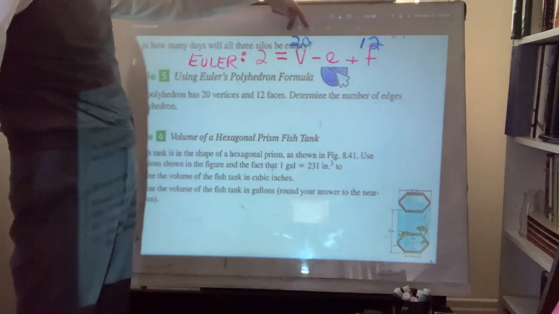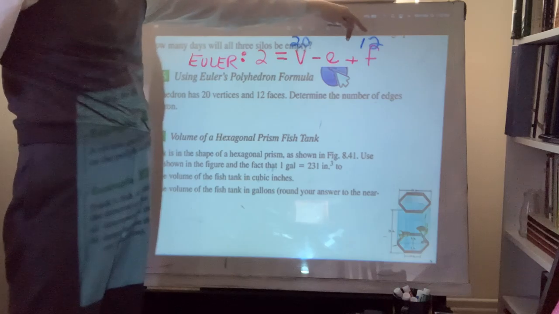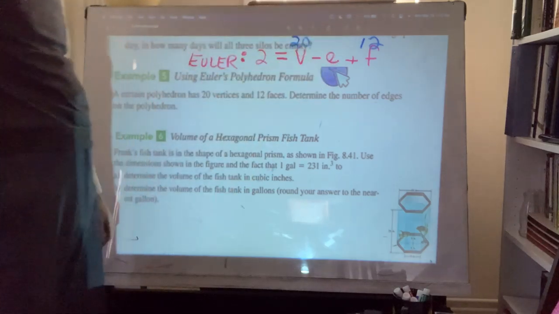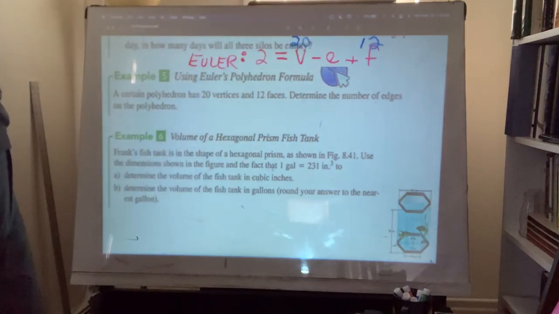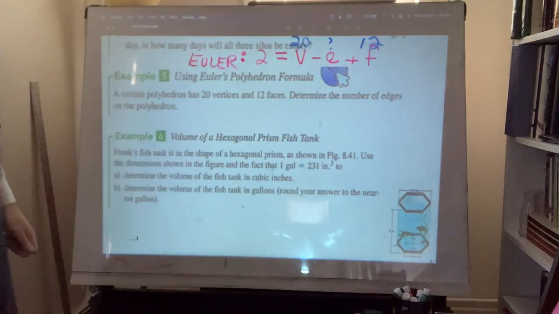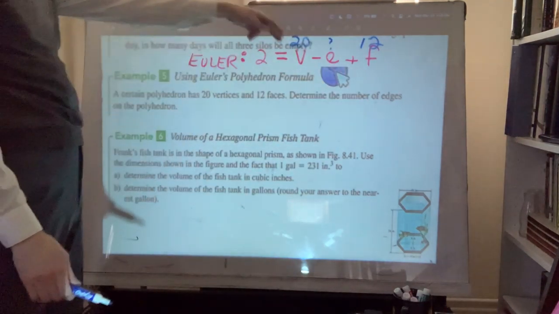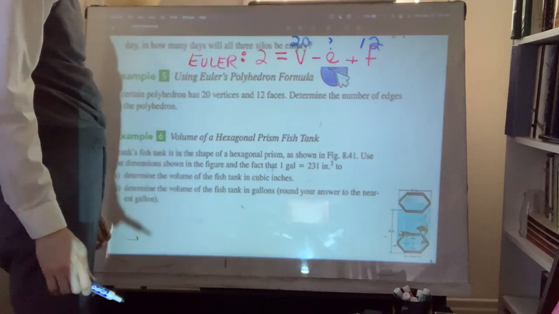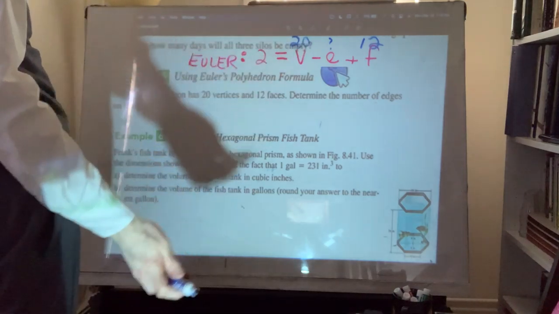If this is how many corners there are, and this is how many faces there are, a 12-sided figure, a dodecahedron, I guess is what that would be, figure out how many edges there would be as a result. Just inserting them in Euler's formula here. Euler's polyhedron formula, specifically.